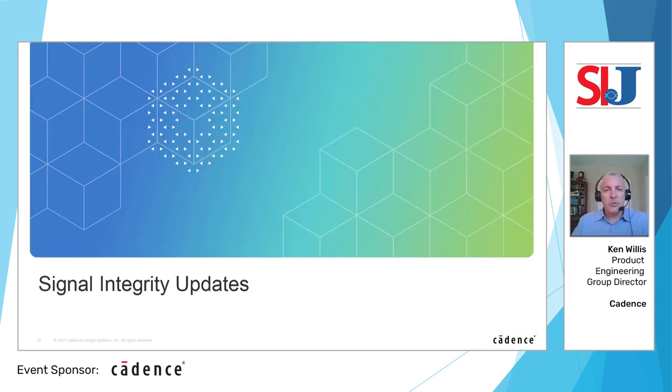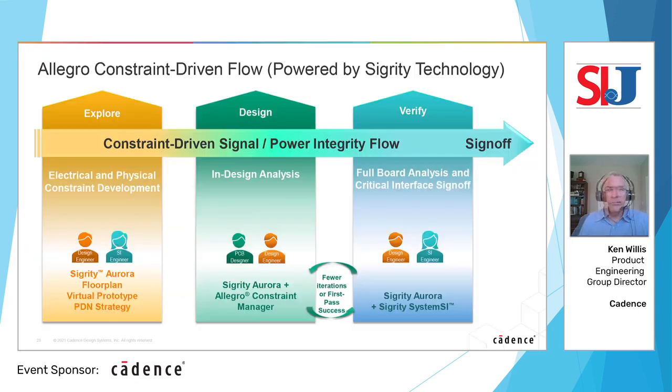In this section, we'll look at updates to our signal integrity tools. One of the key aspects of our solution is to fit into a constraint-driven flow into the Allegro front-to-back design environment. We usually look at this in terms of 3 phases. There's an exploration phase, which happens pre-design, before schematic and before physical layout, where you're looking at some of the different feasibility and trade-offs. Here we'll use the virtual prototyping and topology exploration capabilities of Aurora to explore the solution space and develop constraints to drive the physical design.